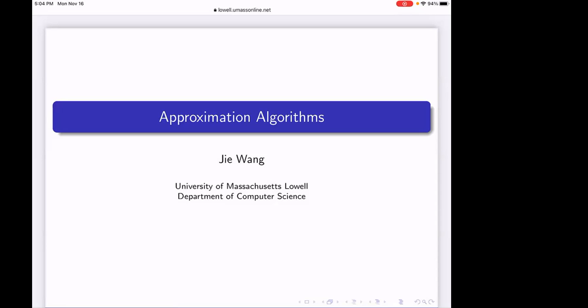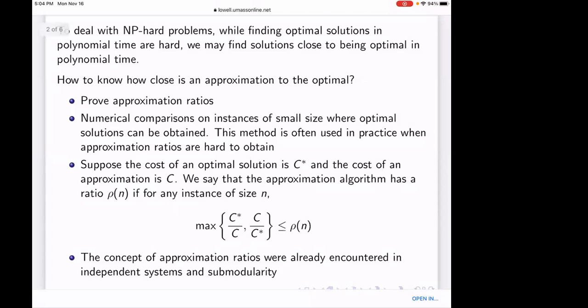Approximation algorithms. Okay, so last time we looked at NP-complete problems, and NP-complete problems are dealing with decision problems, but in reality, we really want to solve optimization problems. And then, of course, you can always turn an optimization problem into a decision problem. And if that decision problem is NP complete, then that optimization problem is called NP hard.